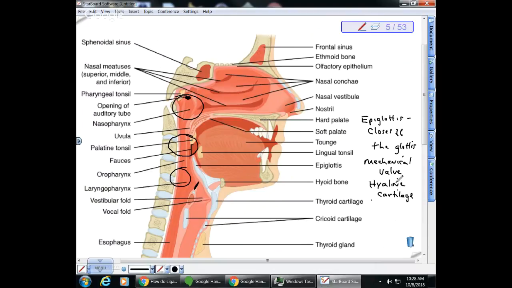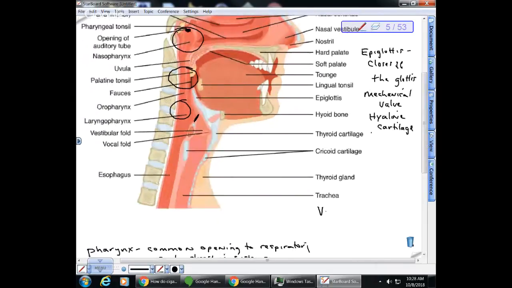Okay, now there is one other mechanism by which we can close off that glottis, and that is by increasing abdominal pressure. So there is a pressure difference when we do what is called the Valsalva maneuver. This is where you have abdominal straining. So this tends to close off the respiratory system.